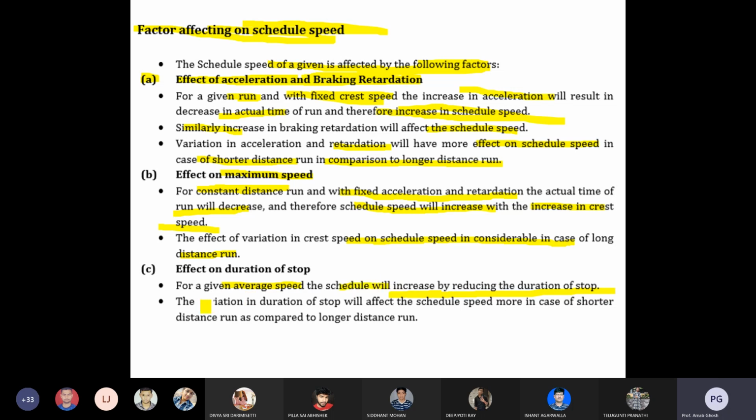Variations in the duration of stop will affect the schedule speed more in the case of a shorter distance run as compared to a long distance run. Okay, so it takes somewhat less time.